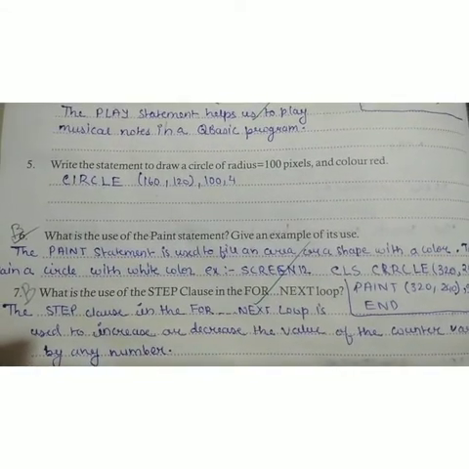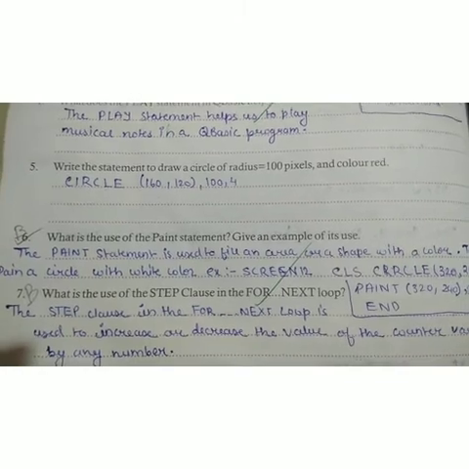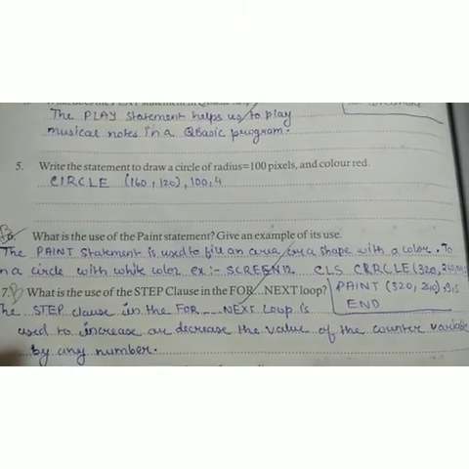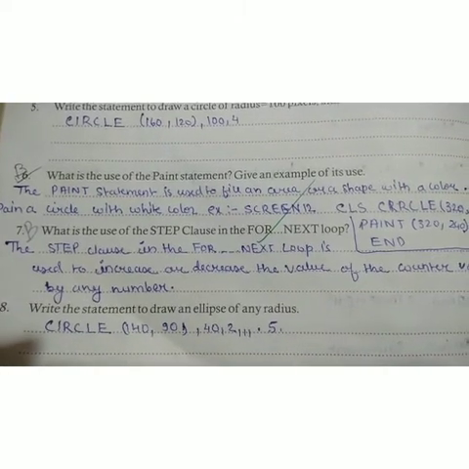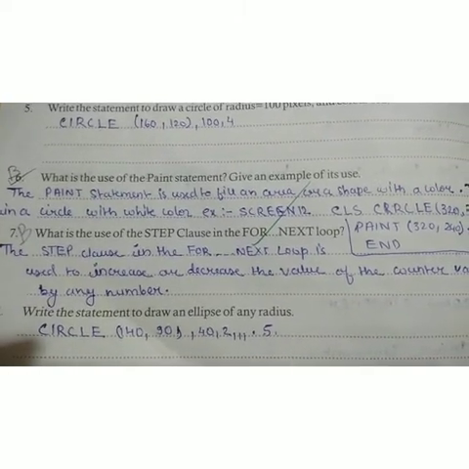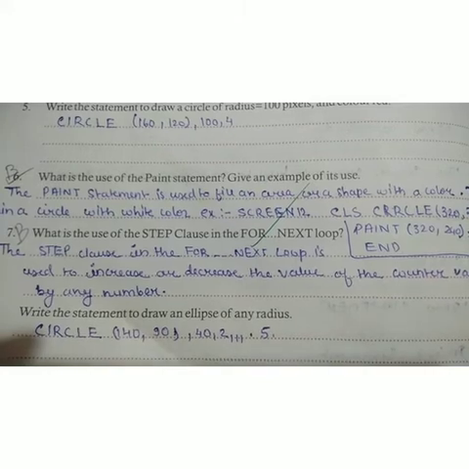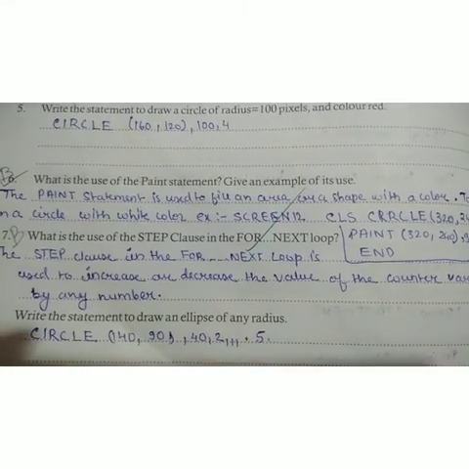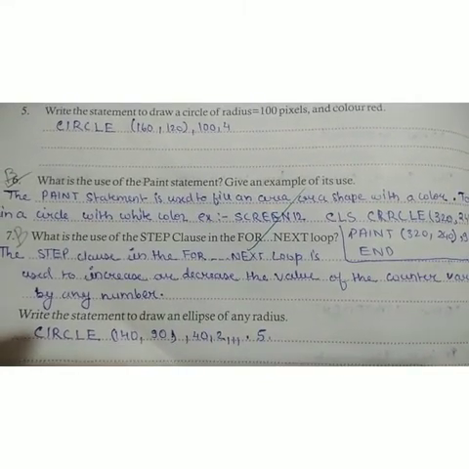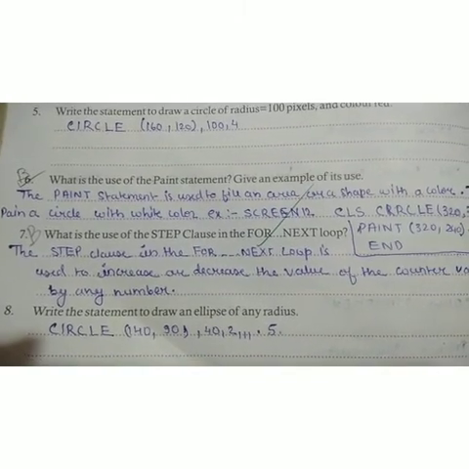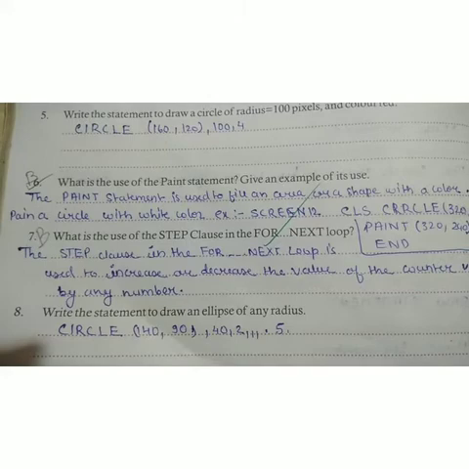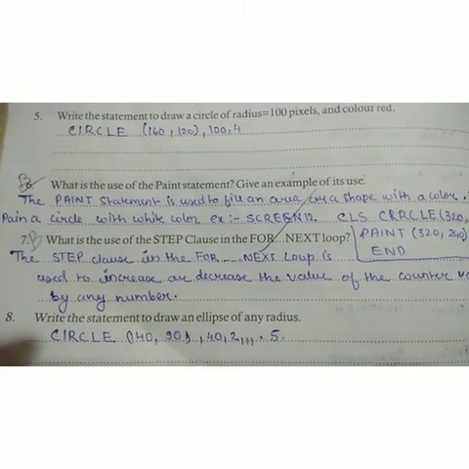Now seventh, what is the use of the STEP clause in the FOR NEXT loop? The STEP clause in the FOR NEXT loop is used to increase or decrease the value of the counter variable by any number. Last, eighth, write the statement to draw an ellipse of any radius. CIRCLE (140,90), 40, 2. This is the statement to draw an ellipse. Complete the question answer worksheet in your notebooks.